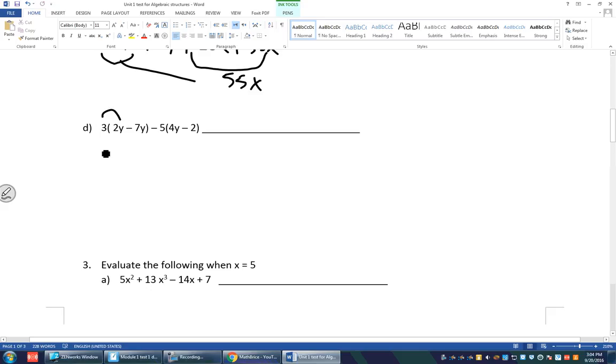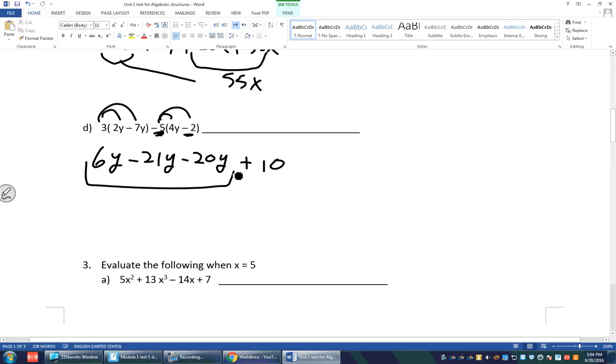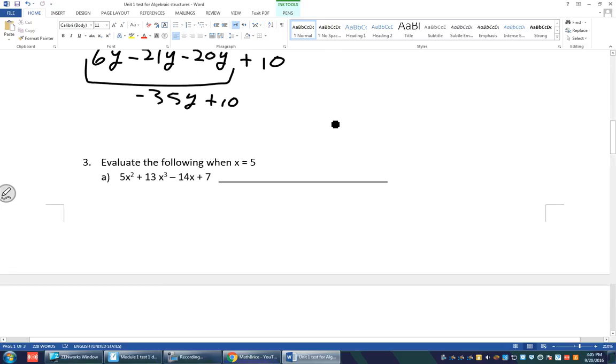Thank you very much. 6y minus 21y minus 20y plus 10. -5 times 2 is positive 10. So here, all the y's are lined up. I have a -41y there, plus a 6y is a -35y plus 10. -35y plus 10. You notice that you get partial credit if you show your work. If you just wrote down the wrong answer, you lost both points.